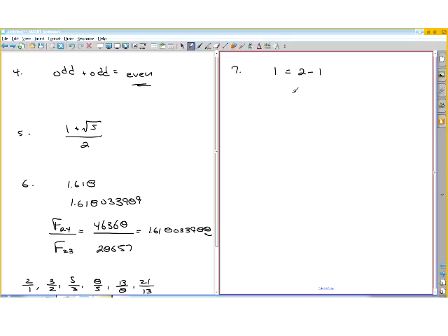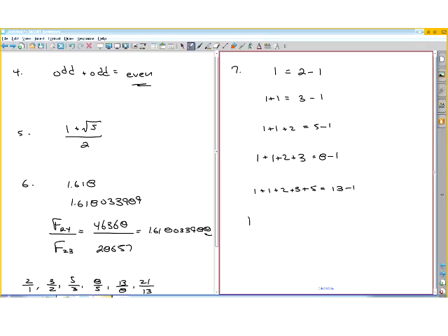1 is equal to 2 minus 1. 1 plus 1 is equal to 3 minus 1. 1 plus 1 plus 2 is equal to 5 minus 1. 1 plus 1 plus 2 plus 3 is equal to 8 minus 1. The next is 1 plus 1 plus 2 plus 3 plus 5. You skip over 1, so you get 8. 8 plus 5 is 13, so it'd be 13 minus 1. So these are the numbers in the Fibonacci sequence.